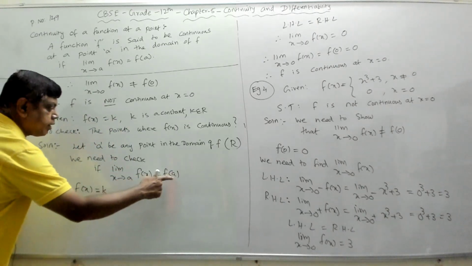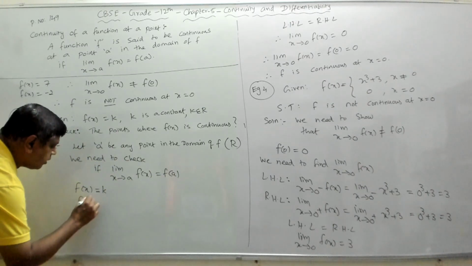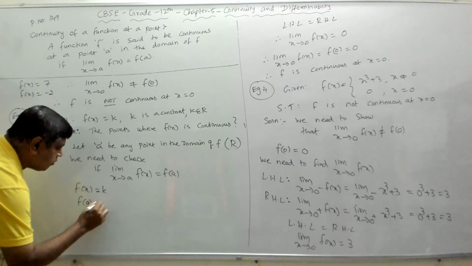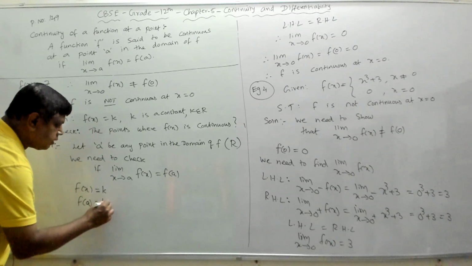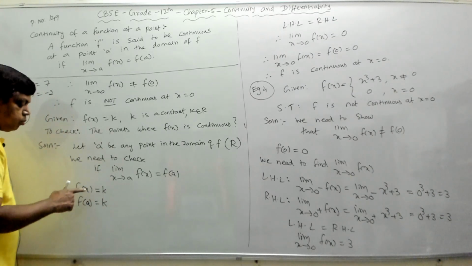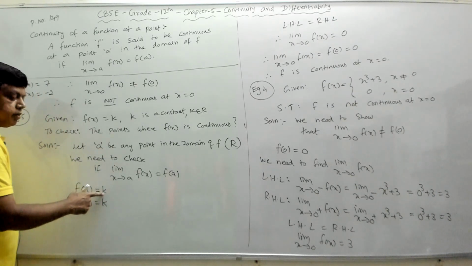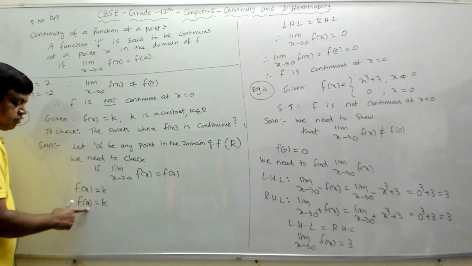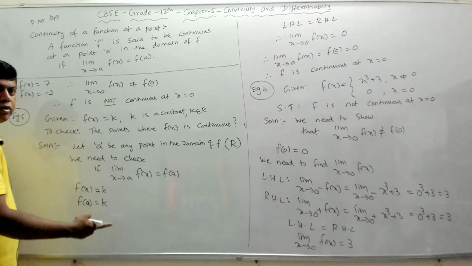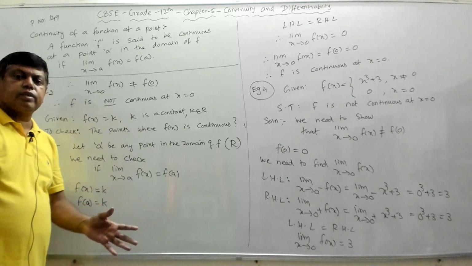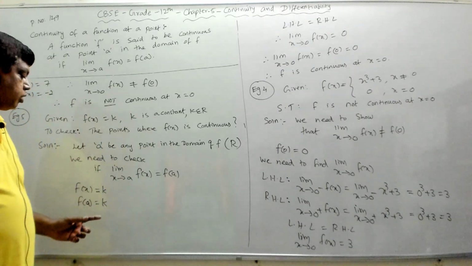Now what is f of a? What is the value of f of a? F of a will also be k, because f of x is k. Whatever value you put for x, it is k. So f of a will also be k, because it's a constant function. Whatever value of x, the value of the function is k. So your f of a is k.